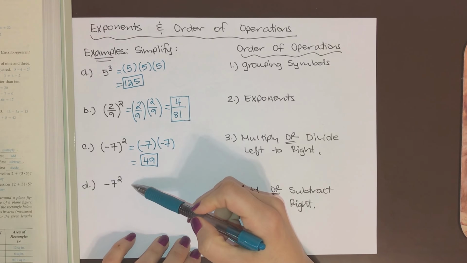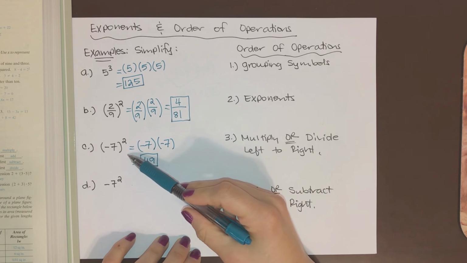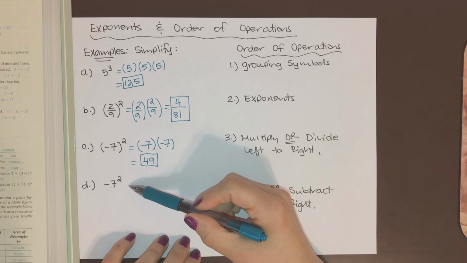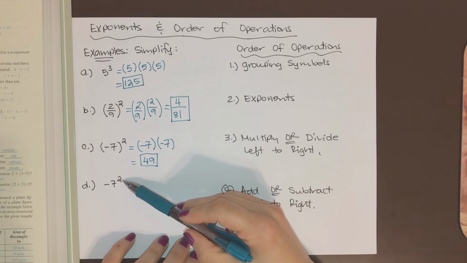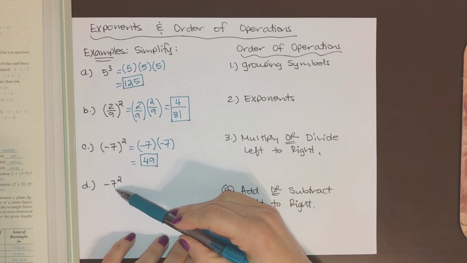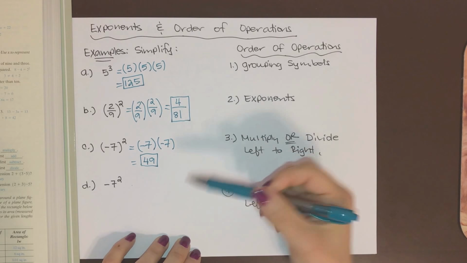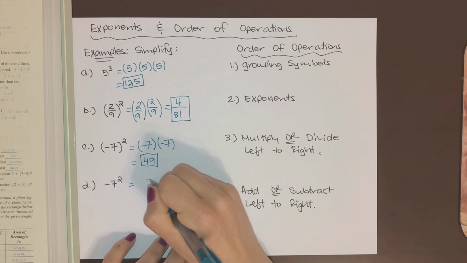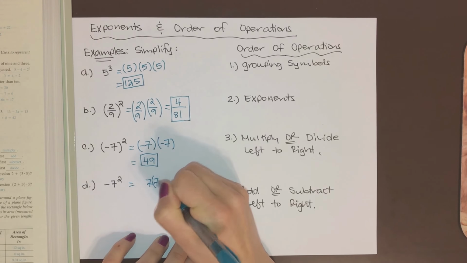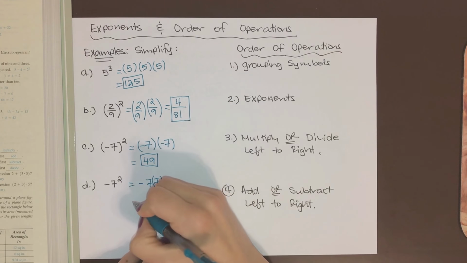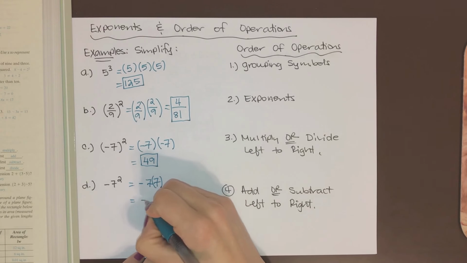The last example is very similar to C. However, it doesn't have parentheses. If you do not see parentheses, the exponent only applies to the number 7. It doesn't apply to the negative sign. So in this case, we have to write 7 twice. The negative just carries over in front, which makes our answer -49.